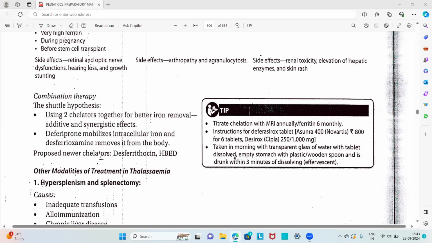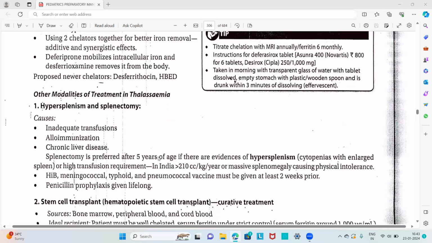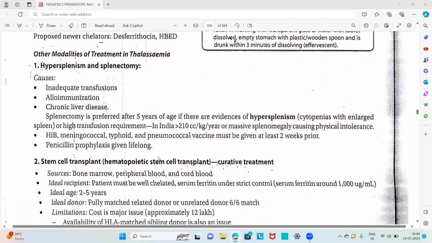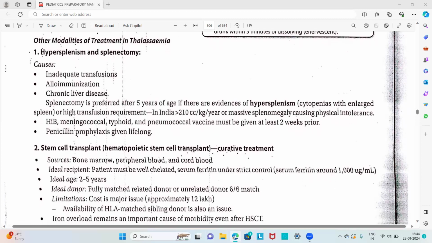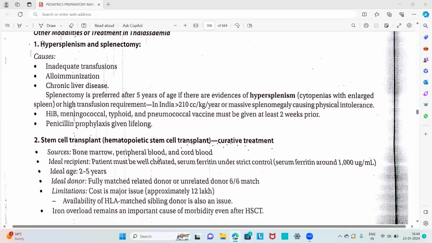So the proposed newer chelators are the HBED and desferrithiocin. So these are regarding the iron chelation therapy. So we already discussed the treatment option in the case of thalassemia, the blood transfusion. And other modalities of treatment for thalassemia are the following.